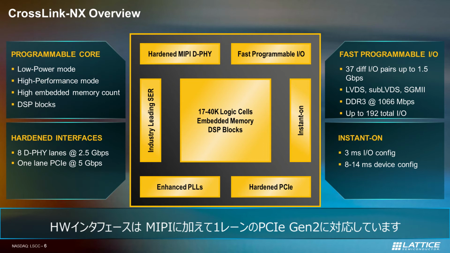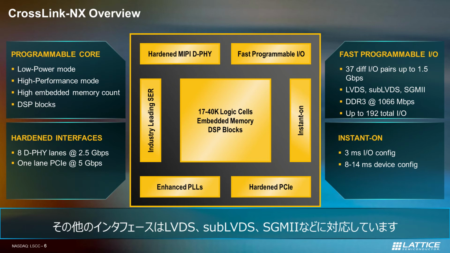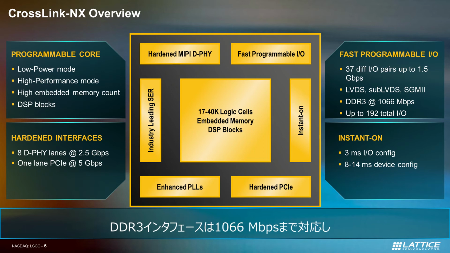In addition to the fastest hardened MIPI D-PHY interface, CrossLink-NX also supports hardened one-lane Gen 2 PCI Express at 5 gigabits per second, expanding connectivity options. There are 37 differential I/O pairs, with each pair supporting up to 1.5 gigabits in a flip chip package and 1.2 gigabits per second in other packages. Other interfaces include LVDS, sub-LVDS, and SGMII. It supports DDR3 at 1066 megabits per second, and in the largest package, it supports up to 192 total I/O.